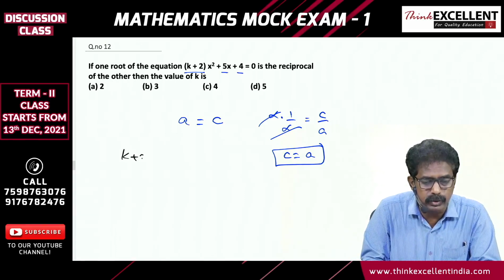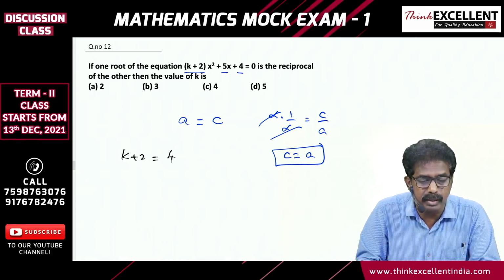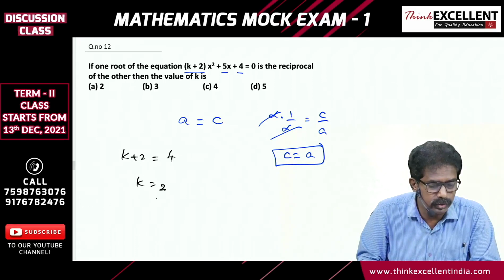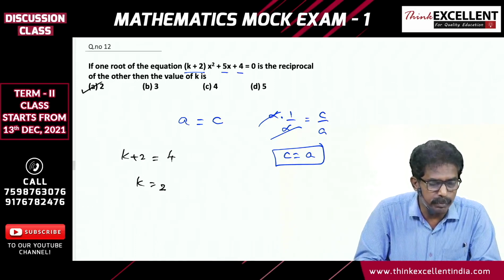What is the coefficient of x square here? K plus 2 equal to c. C is the constant term. Here the constant term is 4. So k is equal to 4 minus 2. Your answer is 2. That is option number A.